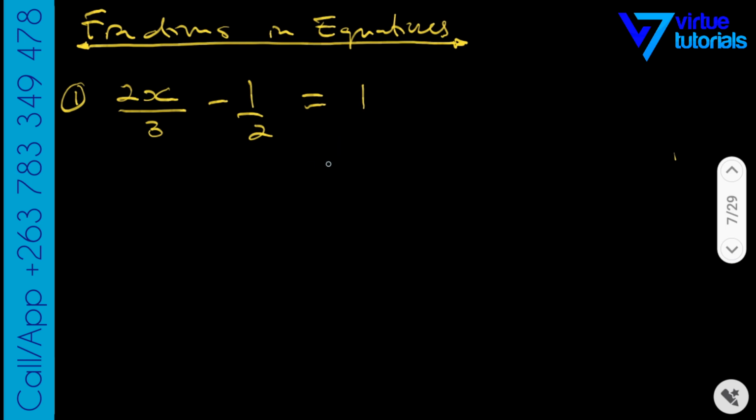First of all, we study the denominators. Here we have 2x over 3 minus 1 over 2 is equal to 1. The denominators we have are 3 and 2. So what we need to look for is the lowest common multiple of 3 and 2. That means what's a small number that 3 and 2 can go into, right? The smallest number that 3 and 2 can go into is 6. Other numbers can work, but you want to use the smallest number to make your working simpler.